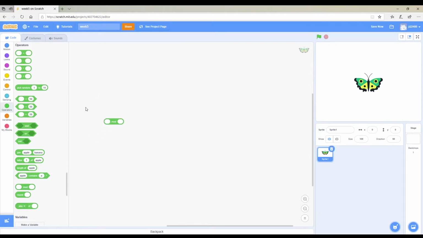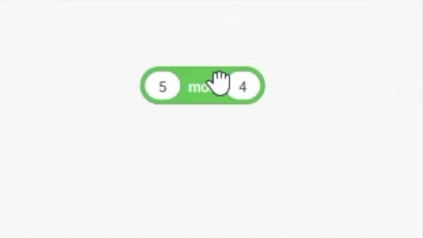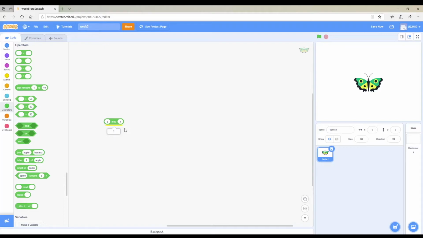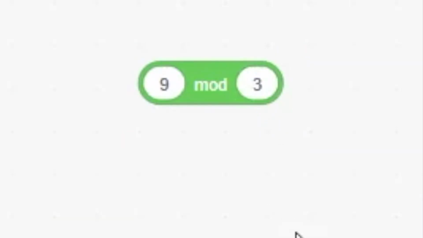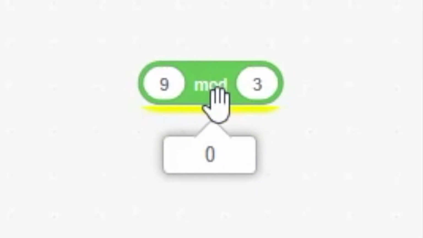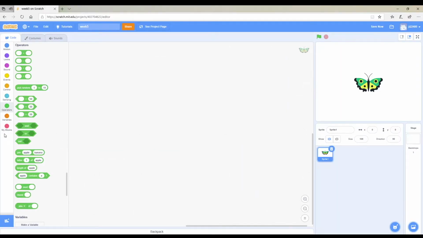Mod. This looks at the remainder. So 5 mod 4 is the remainder of 5 divided by 4. This would be 1 because 4 goes into 5 one time with a remainder of 1, because 4 plus 1 is 5. 9 divided by 3 is 3, so there's no remainder. The remainder is 0. This finds your remainder, but is called mod in coding languages. I talked about the coding language Java a lot already. Instead of saying the word mod, it would say %. It's very confusing, but it's cool to see how things in Scratch really connect to more complicated coding languages.